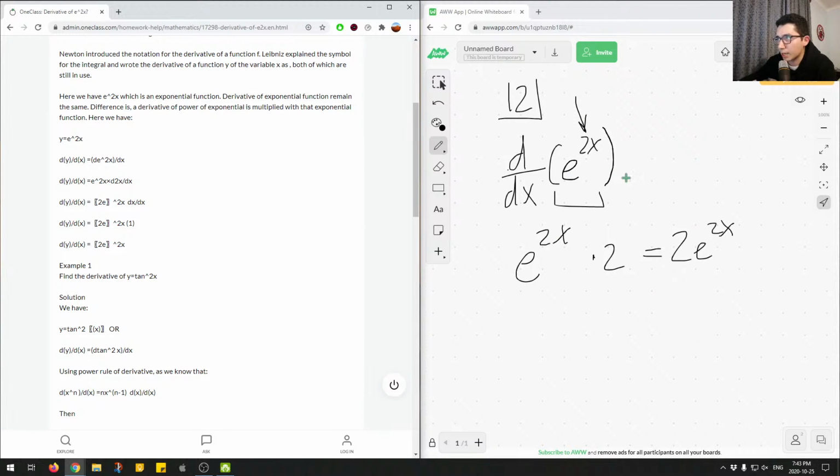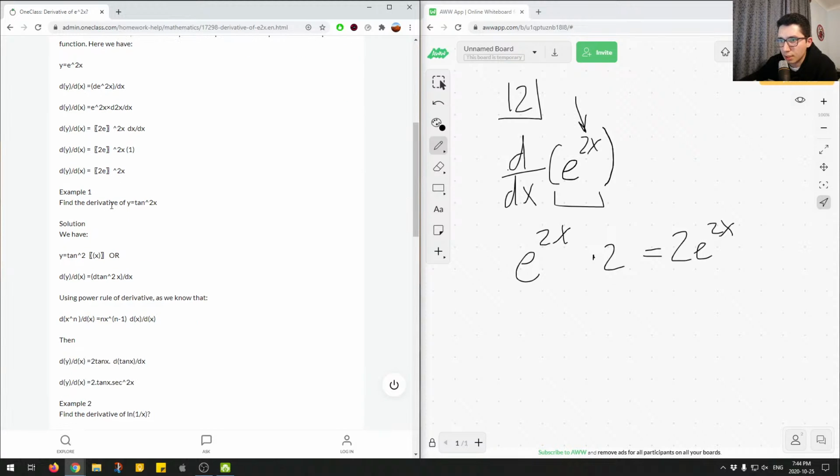In this scenario, we're asked for this, and we end up with this derivative. Looking at this, they say 2e to the power of 2x. This is a little bit off. It's just e to the power of 2x, but the 2 is not. The 2 is just multiplied out front. So I don't know why. This is a mistake in the solution.